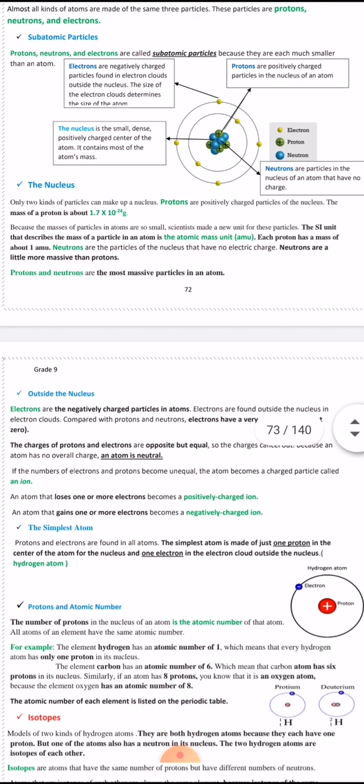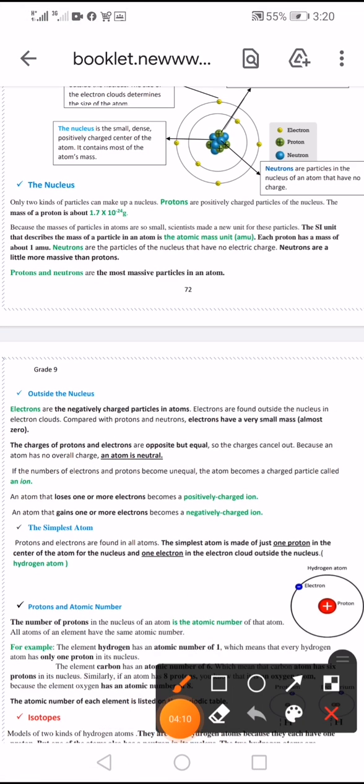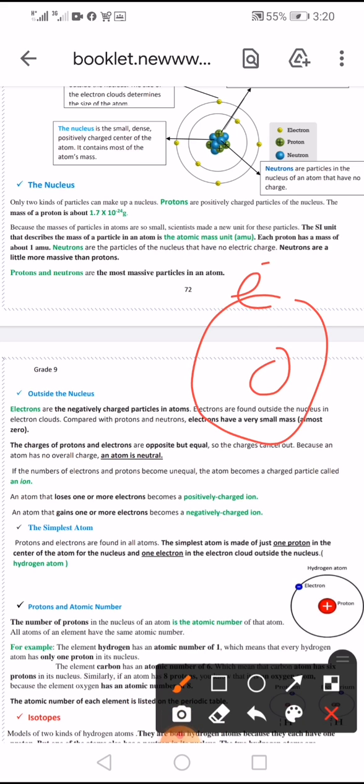Outside the nucleus, electrons are negative charge particles in an atom. Around the nucleus, there are electrons that orbit the nucleus in an electron cloud or energy level. Compared with protons and neutrons, electrons have very small mass, which is almost zero.